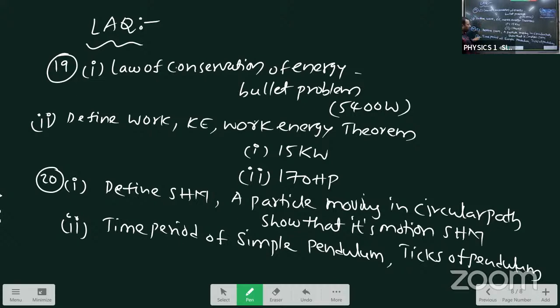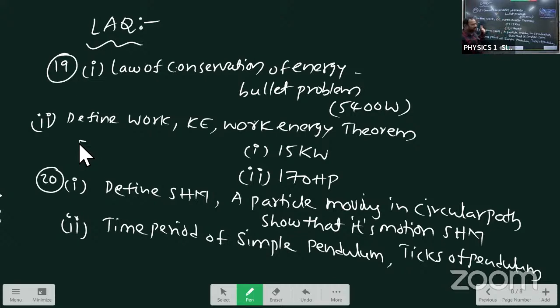Question number 19, 2 questions. Question number 20, 2 questions. Up to now, I gave explanation of these 2 questions except this problem. From these 2, 1 coming. Actually, you need 2 only. 1 more for the safe side, you are reading the 21st bit. Everyone focus on the board. Law of conservation of energy, freely falling body with bullet problem, 1 question. Define work, kinetic energy, work energy theorem. From these 2 problems, 1 coming.